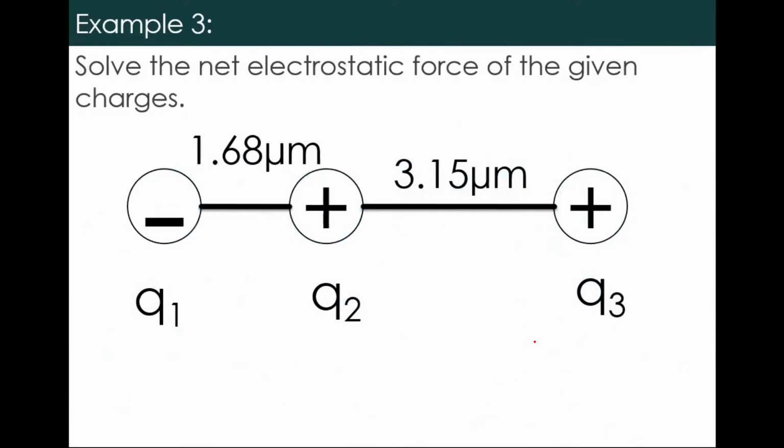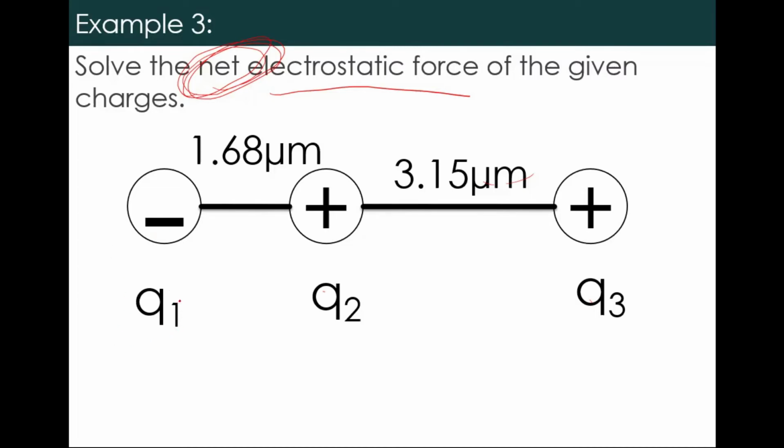Okay, let's try to solve the net electrostatic force of the given charges. Since we are dealing with net electrostatic force, meaning we need to add, because we are referring to the sum of the two electrostatic forces. So in this given example, we have Q1, Q2, and Q3. And if ever you are given a problem with no charges involved, you make an assumption that these charges are represented by a proton or electron.